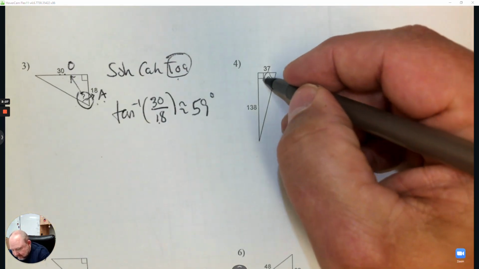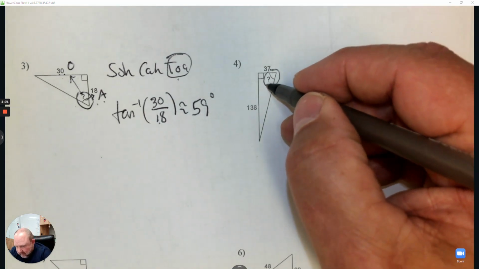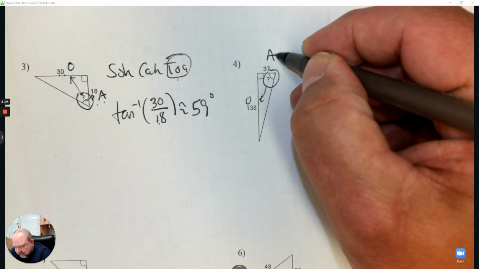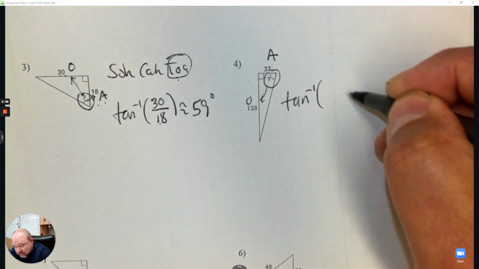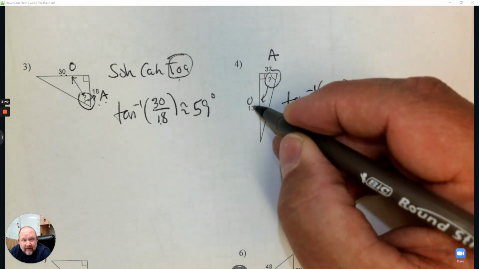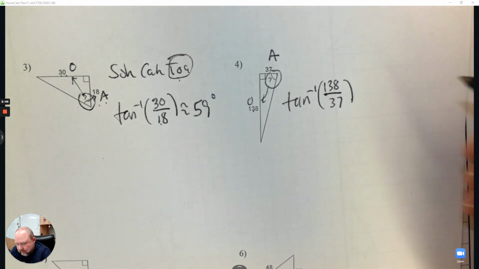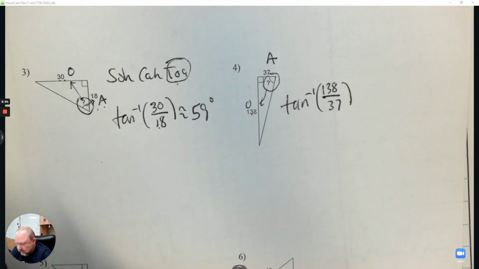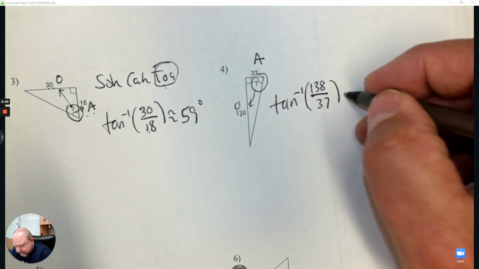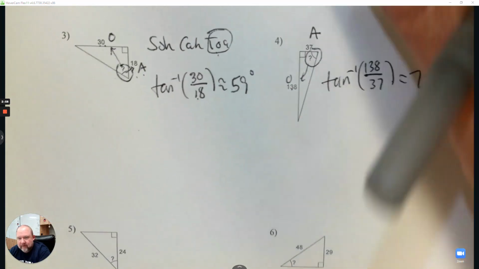All right, let's try it again. Again, it's awesome if you can press pause and try it first. Opposite and adjacent. We just did that one. That's tangent, and it's going to be the inverse when finding a missing angle. And then it's opposite over adjacent. So again, I'm going to do inverse tangent, 138 over 37. 75 degrees.